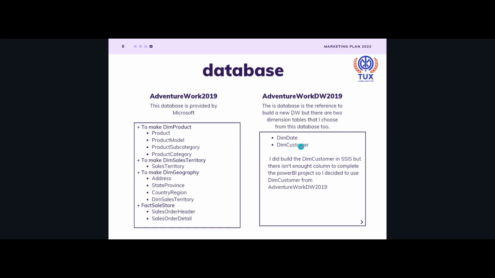DimCustomer is the table that I made in the exercise, but unfortunately I didn't get enough columns to complete the Power BI project, so I decided to choose it from AdventureWorksDW 2019. To make it effective, we have to combine SalesOrderHeader and SalesOrderDetail. So this is all about the database, and you will see it in my demo soon. Let's jump into the demo.